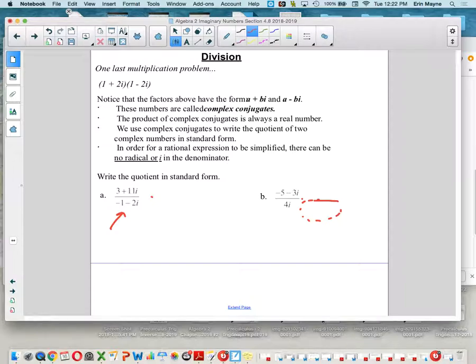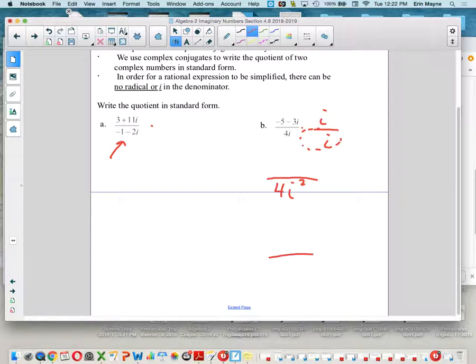What causes the i's to go away? If I had an i right there, and an i on top, because I have to multiply by something equivalent to 1. If you're with me on that, raise your hand. Okay. Well, what is on the bottom now? 4i squared. But what is that? Negative 4.